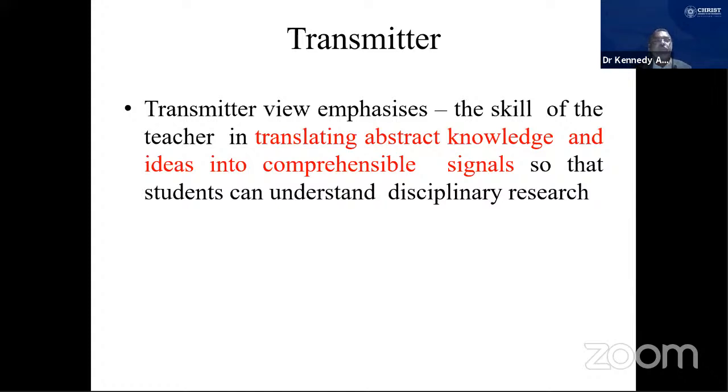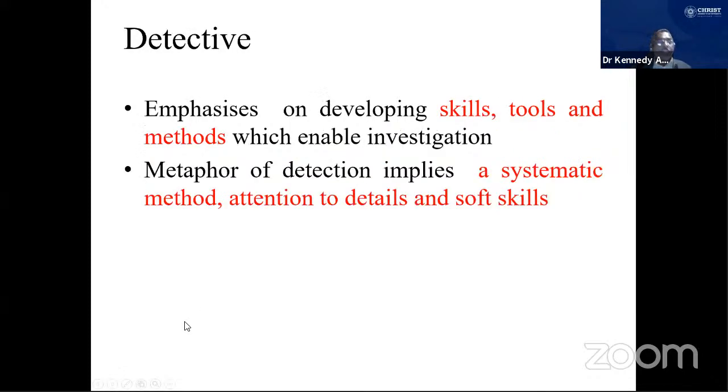emphasizes the skill of the teacher in translating abstract knowledge and ideas into comprehensible signals so that students can understand disciplinary research. Well, what does a detective do? A detective emphasizes the skills, tools, and methods. The metaphor of detection implies a systematic diagnostic and attention to details and soft skills.